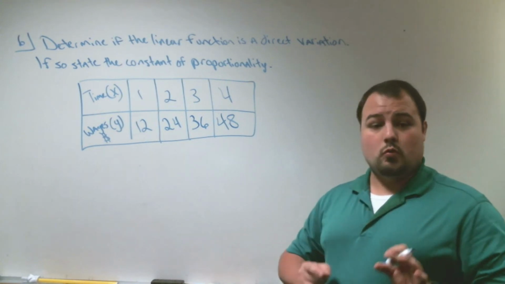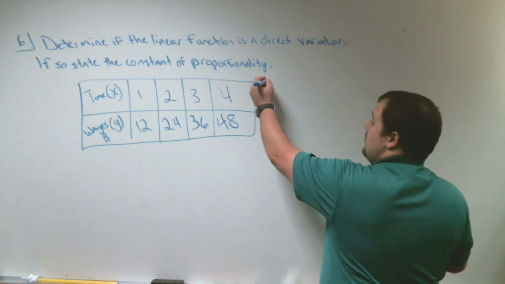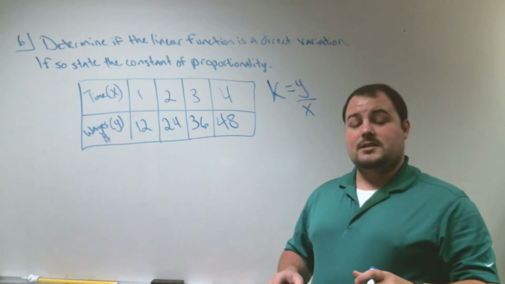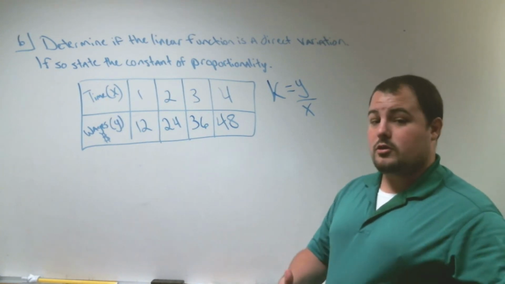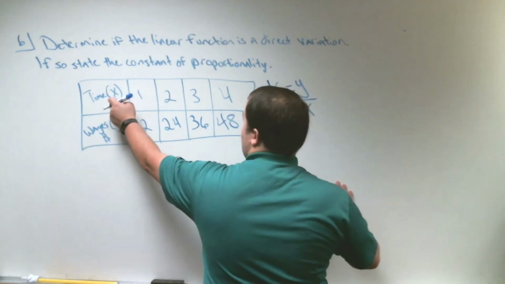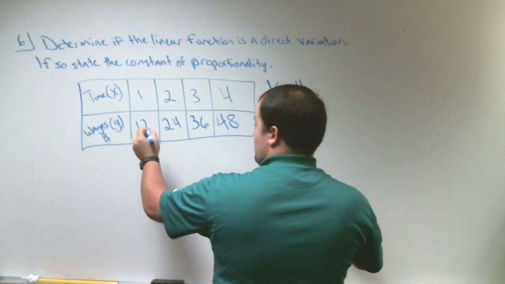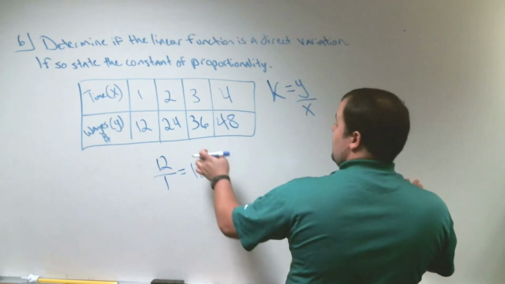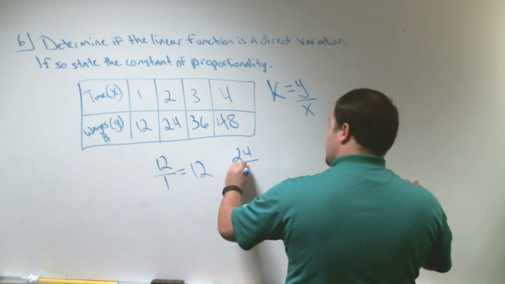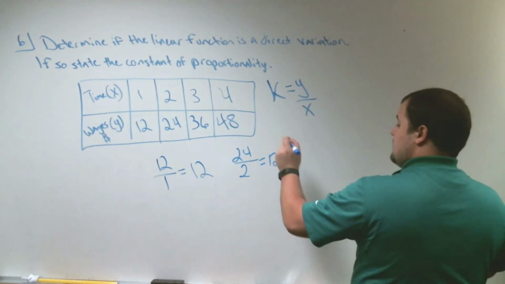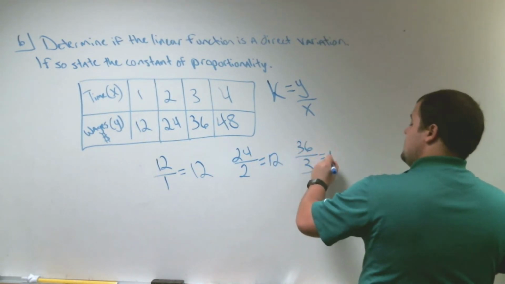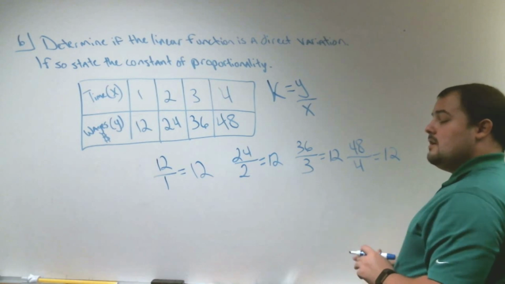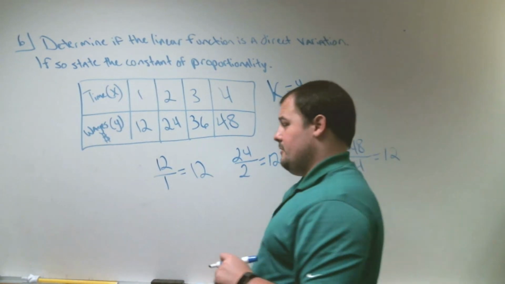If this is a direct variation, we know that our constant of proportionality, or our variable k, is going to equal y over x. And if it does equal y over x, it always has to be the same number in order to be a direct variation. So here it says that time is the x value and wages is the y value. We're going to take our y, 12, and divide it by 1. 12 divided by 1, that's 12. We're going to take our y, 24, divided by 2, and we get 12 again. 36 divided by 3, we get 12 again. And 48 divided by 4, we get 12 again. Since this is always the same rate, it is a direct variation.